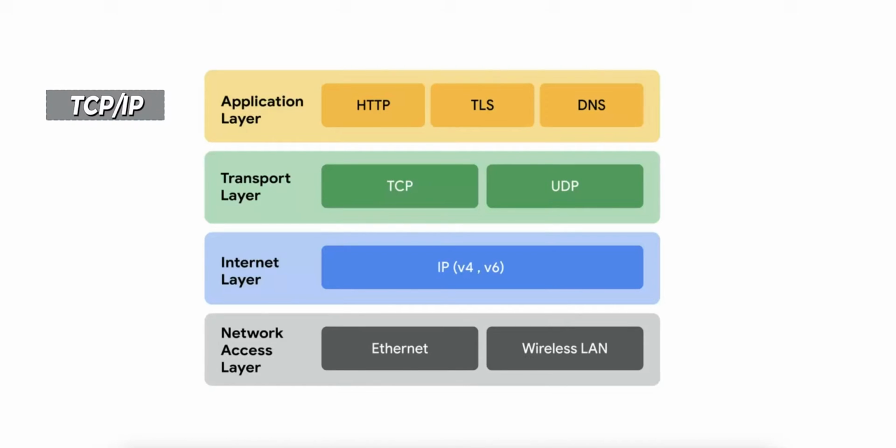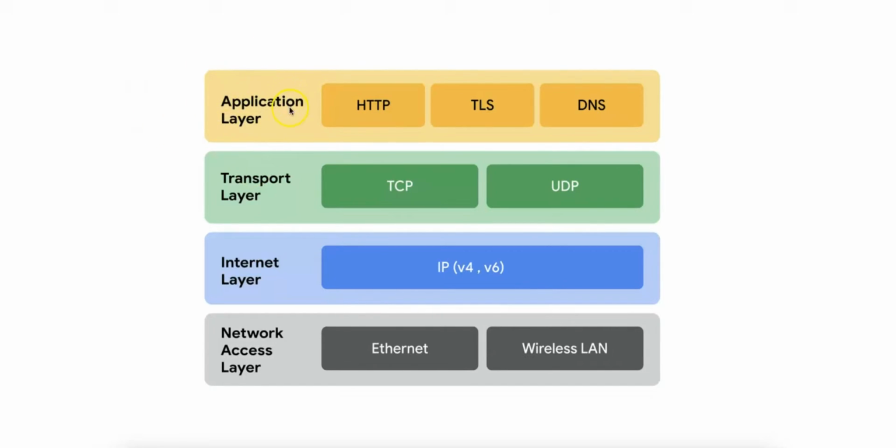The TCP/IP, or Transmission Control Protocol, Internet Protocol model, is the foundation of modern internet communication, and it's divided into four layers, each responsible for specific networking functions. Let's explain each layer and its protocols. The first layer is the application layer.